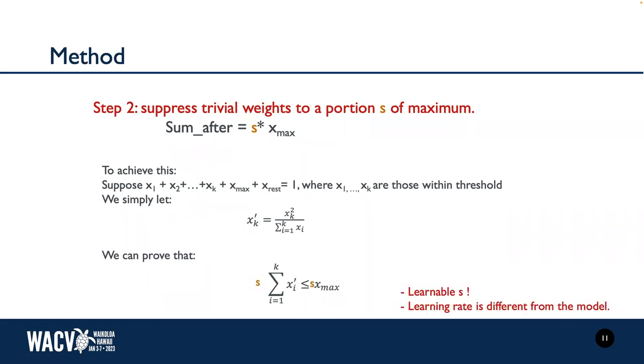To make the sum a portion of the maximum, we just simply multiply each side with a scale s, and we make the s learnable, and the learning rate is different from the model.